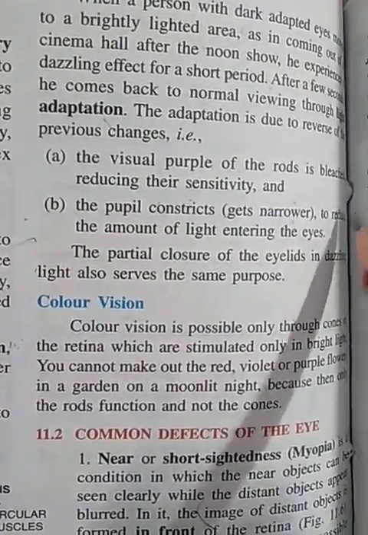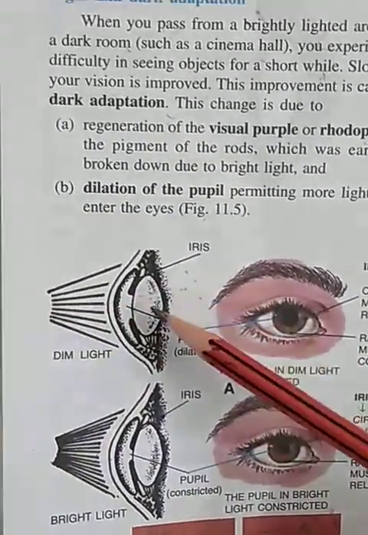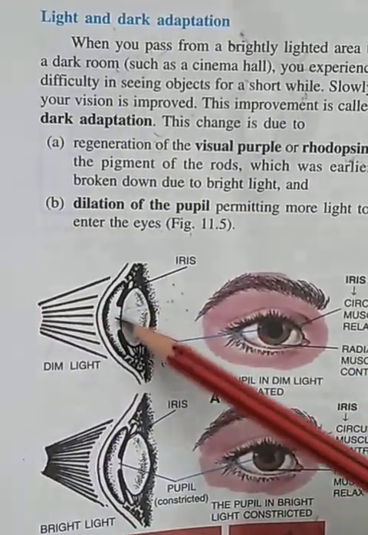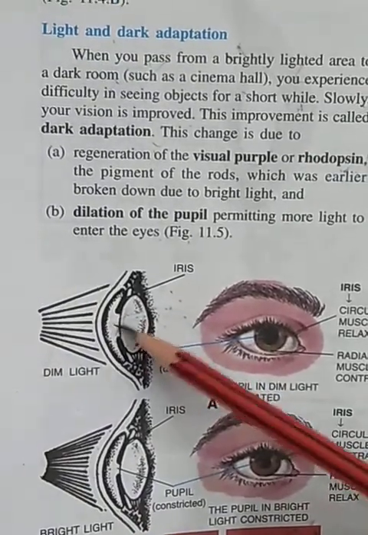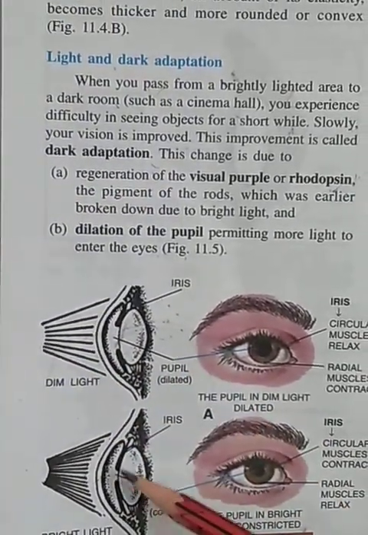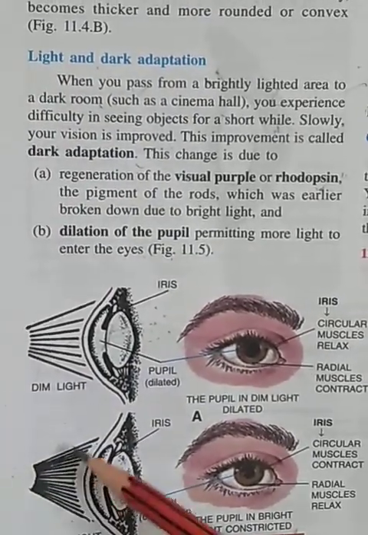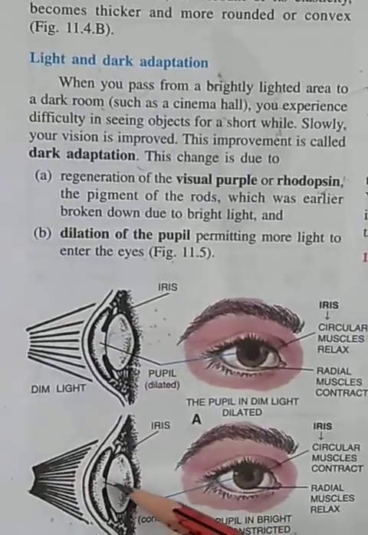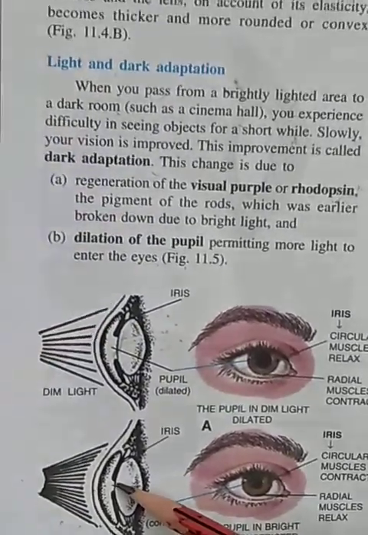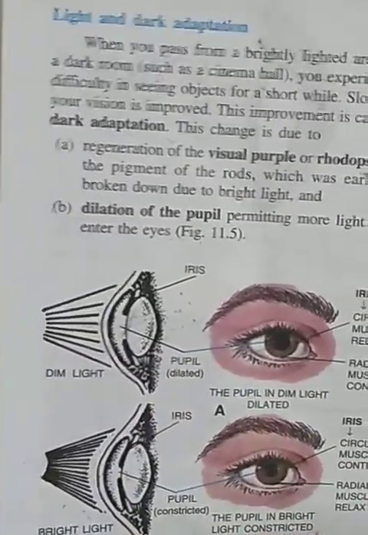In this diagram, students, you can see that here, as I have already told you, it is a dim light, and it is a pupil. Now the pupil gets dilated, and then more and more light can enter our eyes. Here you can see the light rays are more, there is too much light, and here the pupil gets constricted. So it is all about the light and dark adaptation.